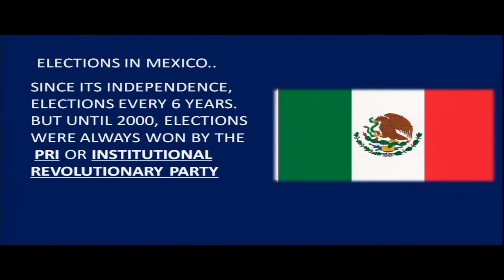From China, we learn that elections are not enough. Giving people the right to vote is not enough. Elections must offer choice to the people. Then we move on to Mexico. Elections in Mexico are held once every 6 years from the time Mexico attained independence.